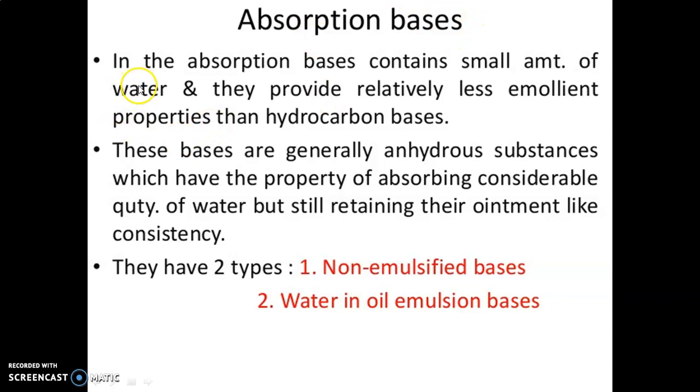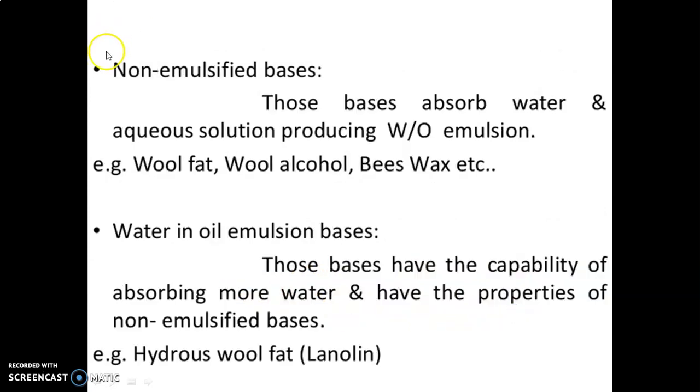Then absorption bases. Absorption bases contain a small amount of water and provide relatively less emollient properties than the hydrocarbon bases. These bases are generally anhydrous substances which have the property of absorbing a considerable quantity of water but still retaining their ointment-like consistency. They have 2 types, non-emulsified bases and water in oil emulsion bases. Non-emulsified bases absorb water and aqueous solutions producing W/O, water in oil emulsion. For example, wool fat, wool alcohol, beeswax, etc.